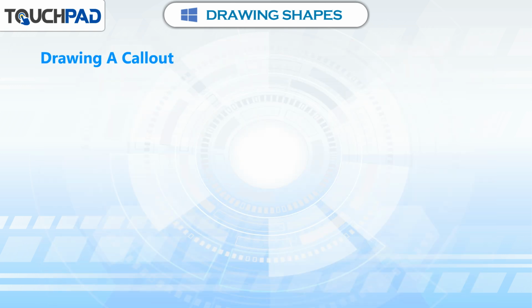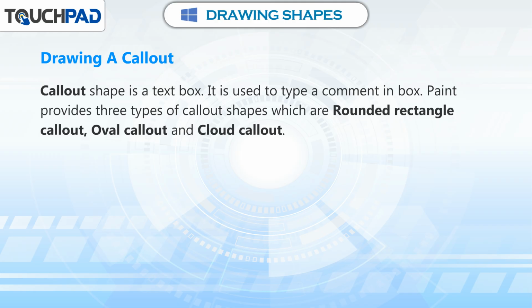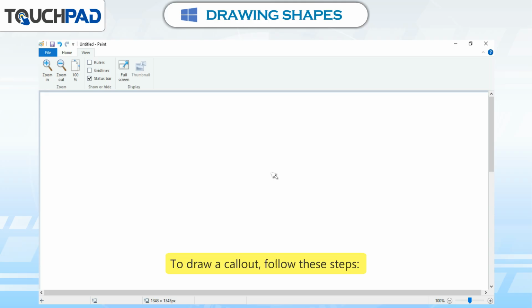Drawing a callout. Callout shape is a text box. It is used to type a comment in a box. Paint provides 3 types of callout shapes, which are rounded rectangle callout, oval callout, and cloud callout. To draw a callout, follow these steps.